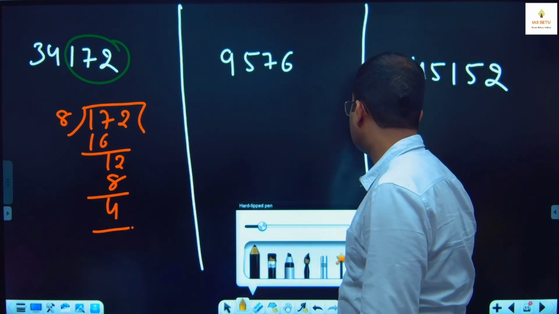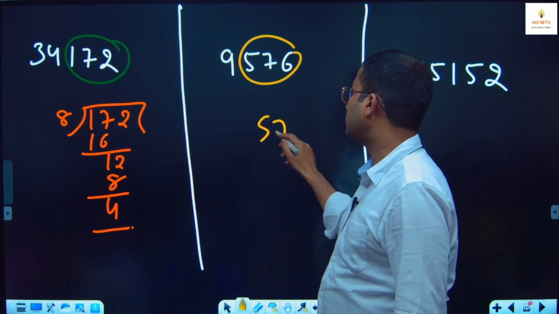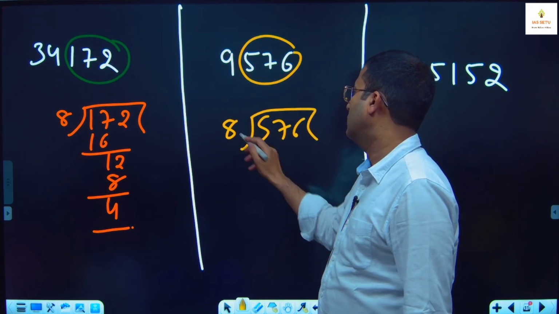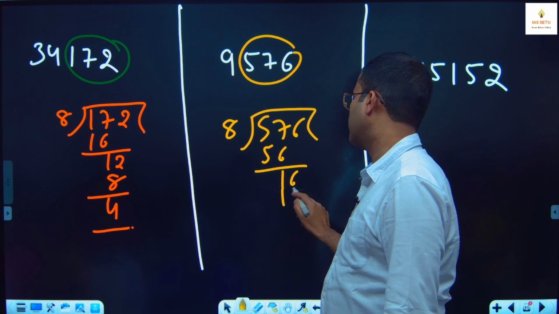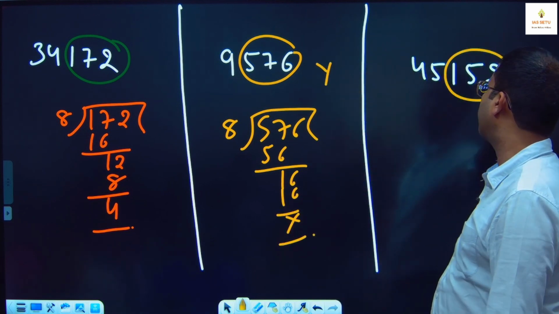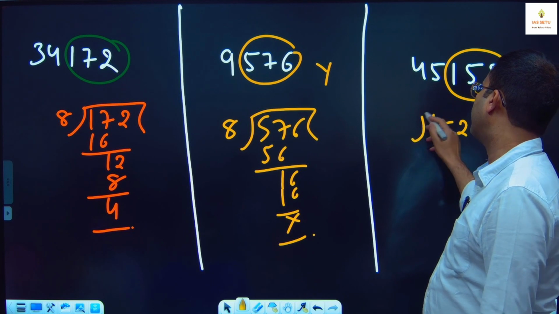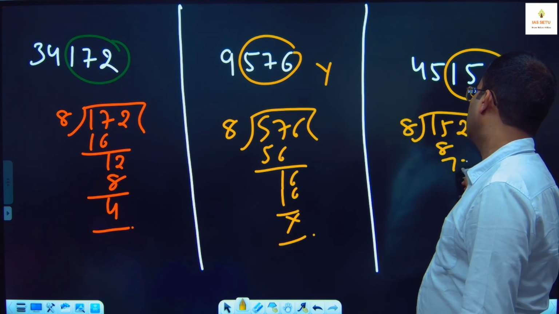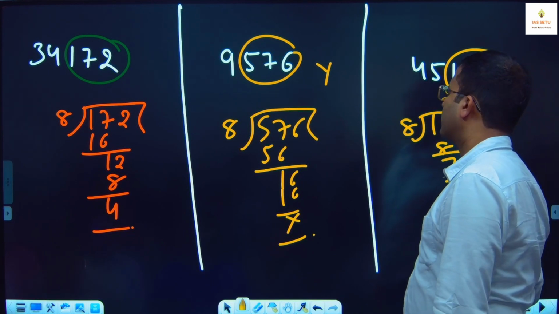Second number, it is divisible. Yes. Third number, yes, 152. You check 152 divisible by 8, yes. So here this complete number is divisible by 8.